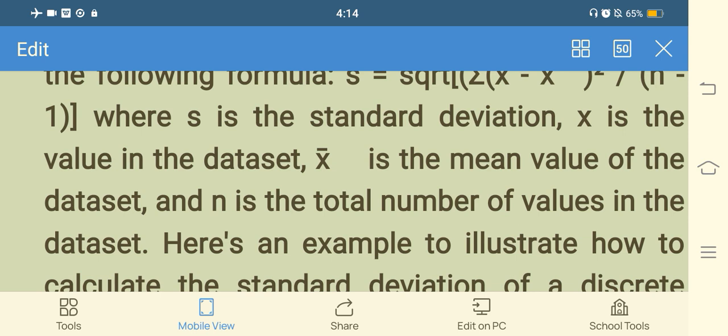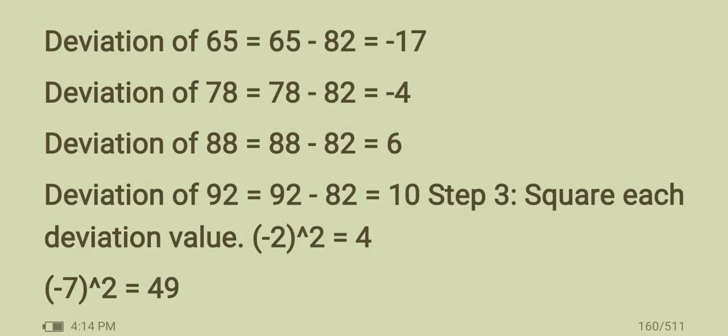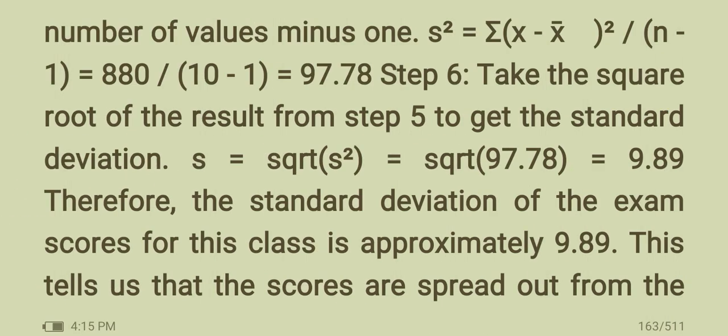Here is an example. We just got the data set. Later calculate the mean, and after that calculate the deviation for each value in the data set. Square those deviations, later add them, and divide the sum of squared deviations by the total number of values. Take the square root of the result from the previous step and get the standard deviation. If the data is raw score data, we will just be dividing it by the total number of values minus 1.